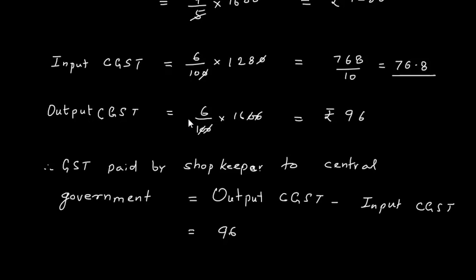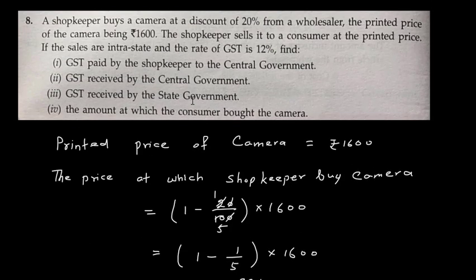So 96 minus 76.8. So this will give me 0.2. Then 15 minus 6, it is 9, and then 8 minus 7, it is 1. So rupees 19.2. Rupees 19.2 is the GST which is paid by the shopkeeper to the central government.